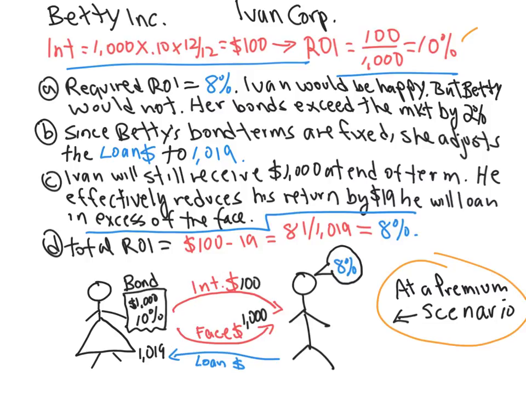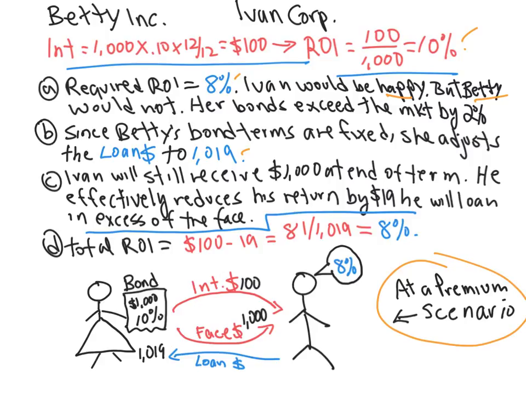Well, we know we're not, because 10% is actually higher than the 8% that Ivan would require based on the market rate. Now, Ivan would obviously be very happy, but Betty would not be. It's just too much. She's giving too much through the bond, so she has to make an adjustment. Again, doing a similar calculation as we discussed in the previous slide, I know that the amount will be 1,019. That's the overall amount of the proceeds needed to reduce the effective rate from 10 to 8%.